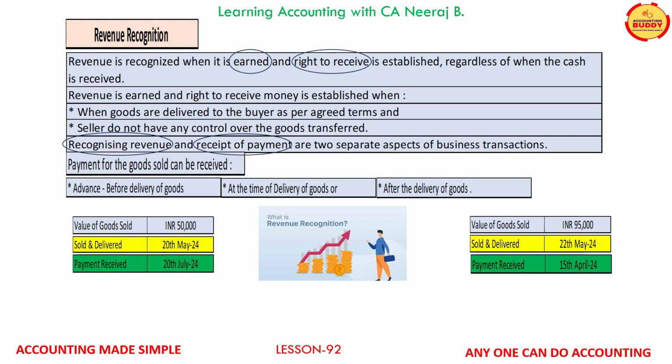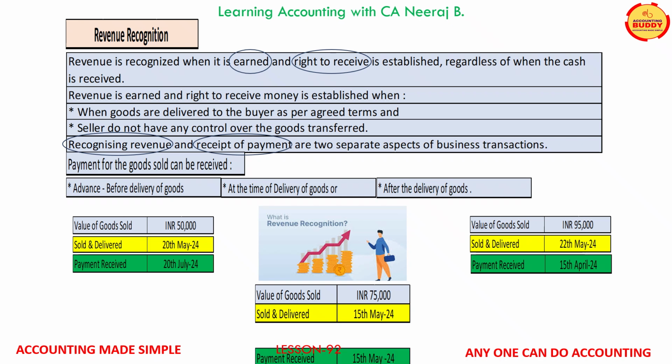Let us take another example of cash sales. For instance, the goods worth INR 75,000 are sold and delivered on 15th of May 2024 and the payment is also received on 15th of May 2024. The sale in this case will be recognized on 15th of May 2024. With these three scenarios, I hope we have understood the revenue recognition principle.